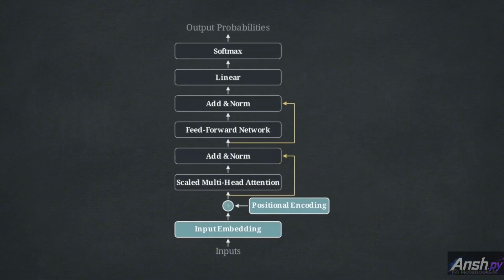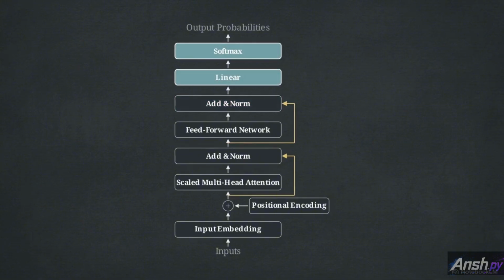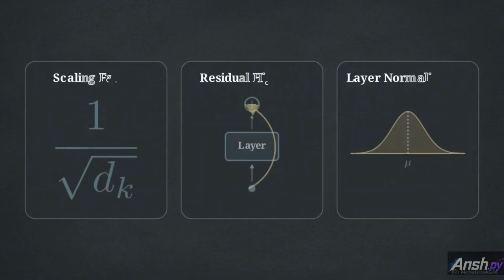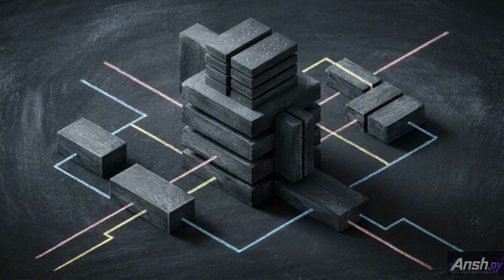We start with the input plus positional encoding, move through the scaled multi-head attention, apply the add-and-norm, run it through the feed-forward network, hit add-and-norm again, and finish with the linear and softmax layers. By carefully orchestrating these scaling factors, residual highways, and normalizations, we mathematically guarantee a system capable of processing entire sequences of language simultaneously without collapsing during training.